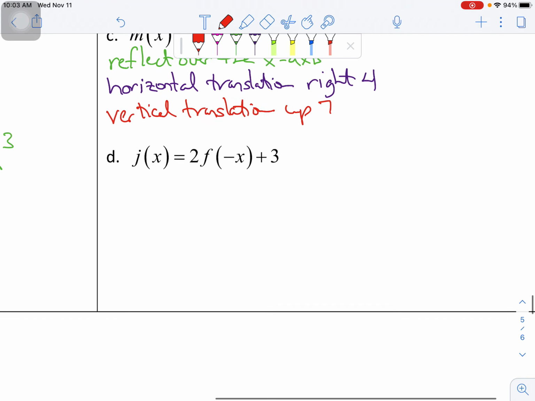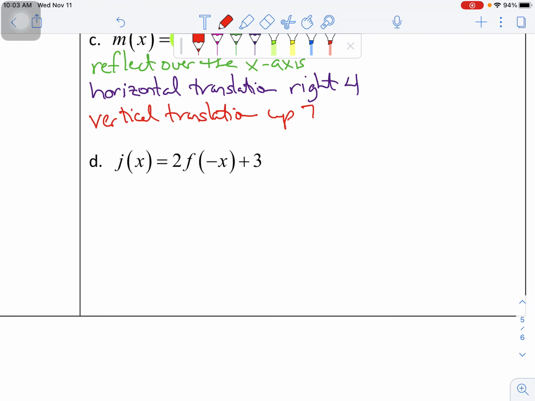All right, last one here is part D. We have j of x. And there's a whole bunch of changes going on. All right, we've got a 2 in front. We have a negative here attached to the x, and we have a plus 3 at the end. All right, address each one of them. So the 2 in front is going to be a vertical stretch by 2.